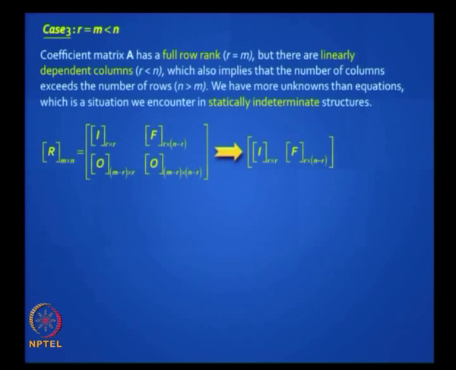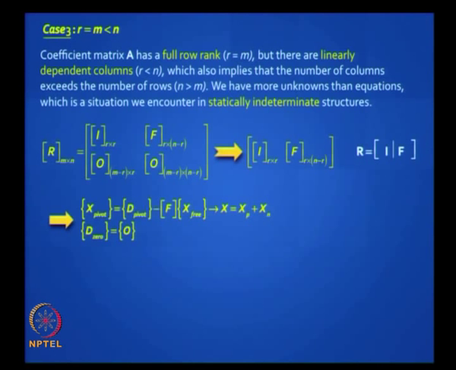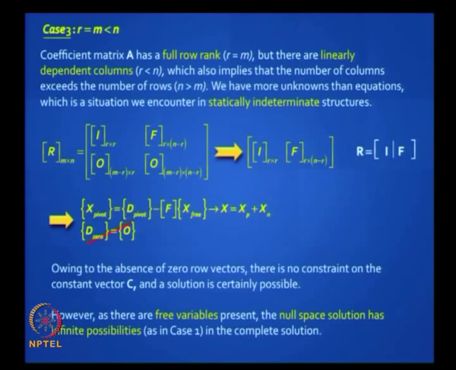So, now you have only I and F, those O's vanish. Okay. You have a full row rank. So, your row reduced echelon form looks like that, I and F. So, you see you have infinite solutions, but you do not have to worry about consistency. You do not have to worry about consistency and so those equations are not there. So, since there are free variables present, you have infinite possibilities.